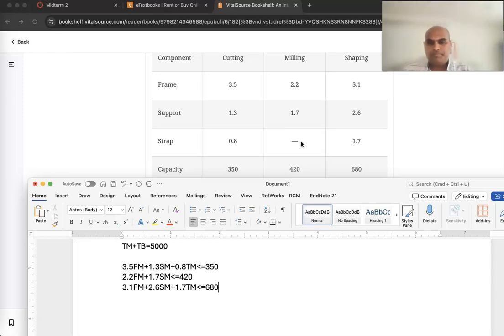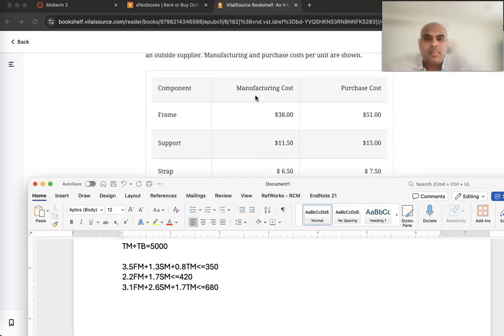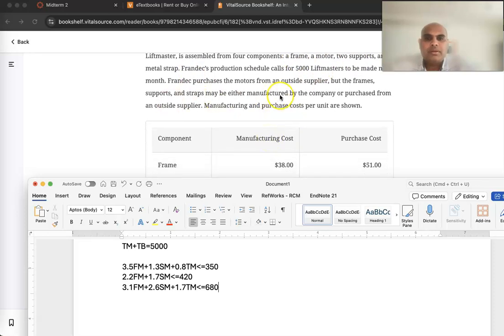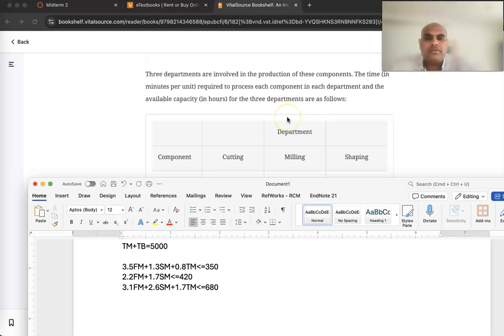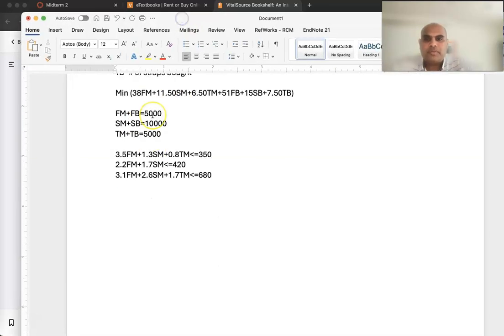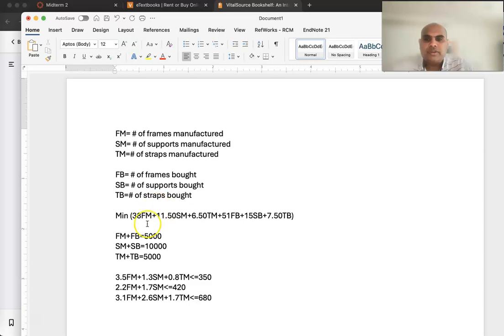Okay, good. So with this, we have our 6 constraints, and that includes everything, right? So 5,000 lift masters are made. We know that it's 1 frame, 2 supports, and a metal strap. This is the cost of manufacturing. This is the time that's available, and that's pretty much it. So that's our formulation right there. We have 6 decision variables and 6 constraints: 3 of them less than or equal to, 3 of them equal to, and we're trying to minimize the cost. Now, these equal to constraints, we can write them as greater than or equal to constraints. It won't matter because we are minimizing cost. We're going to do the bare minimum anyway, right?